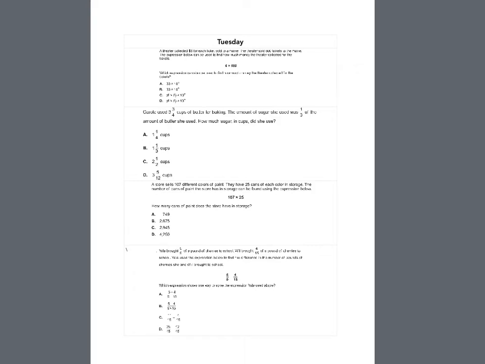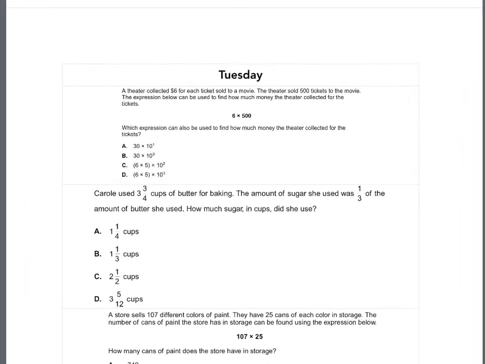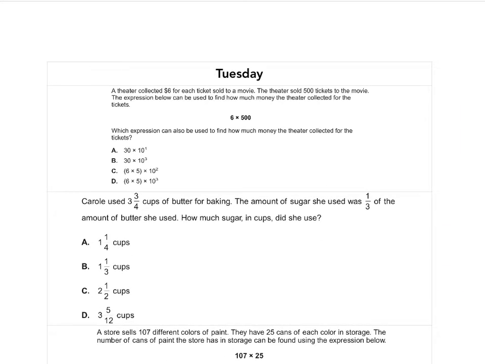This is my math homework number 26, Tuesday. For number 1, it says a theater collected $6 for each ticket sold to a movie. The theater sold 500 tickets to the movie. The expression below can be used to find how much money the theater collected for the tickets. So it's $6 per ticket and there were 500. So it'll be 6 times 500.